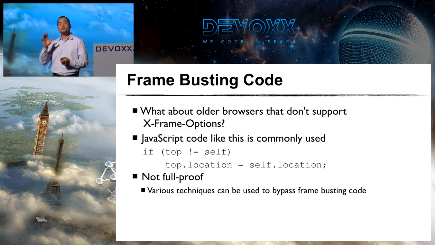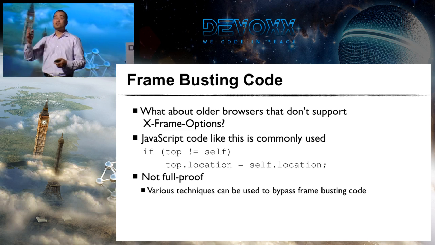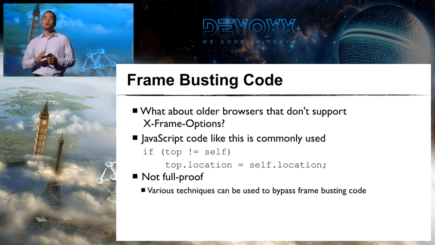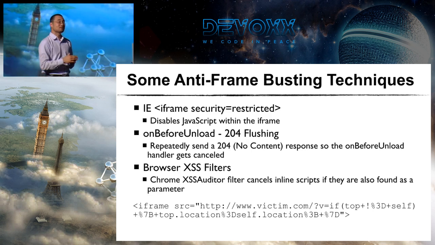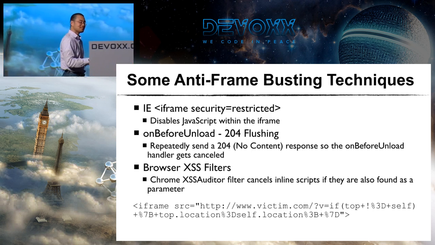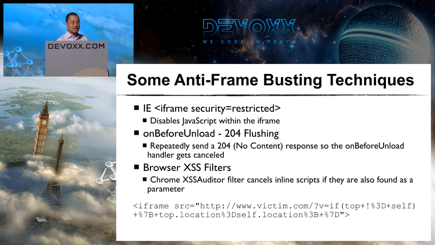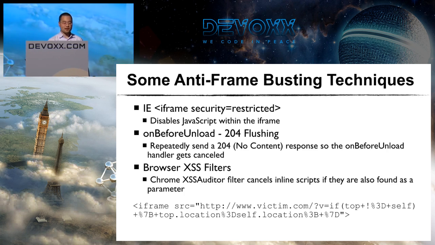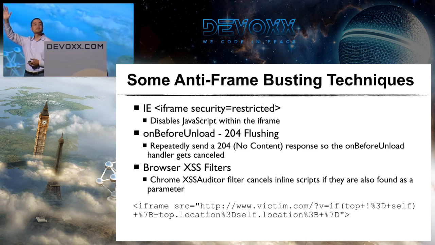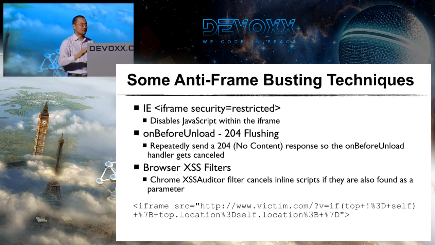Now, what about older browsers that don't support the X-Frame-Options header? Well, what became pretty popular is using some frame-busting code, which is basically a bit of JavaScript similar to this: if top not equal to self, go ahead and set top.location to self.location. Anybody use this similar type of JavaScript in their applications? Just a handful of people, all right?